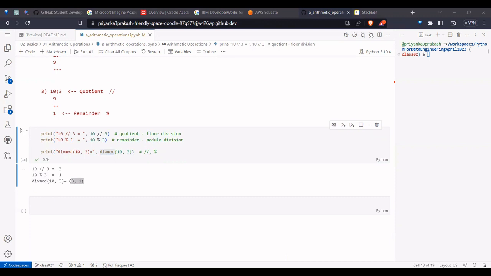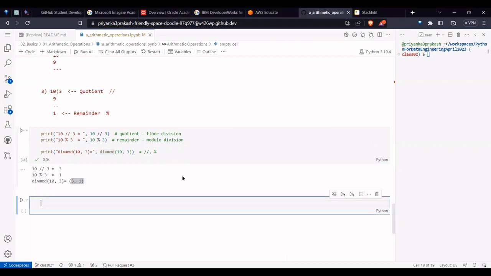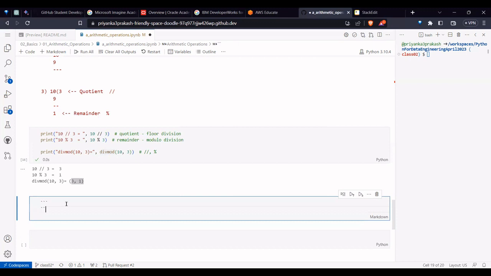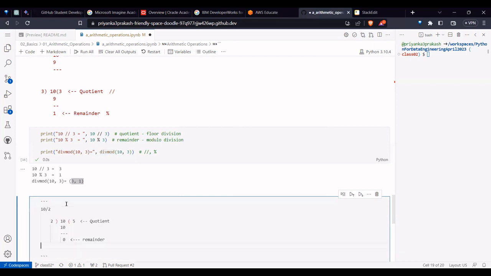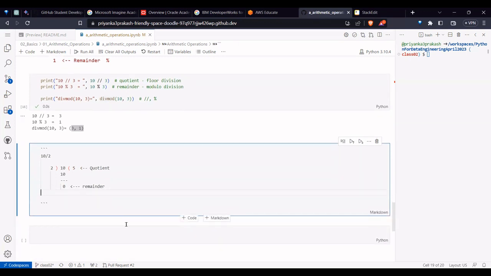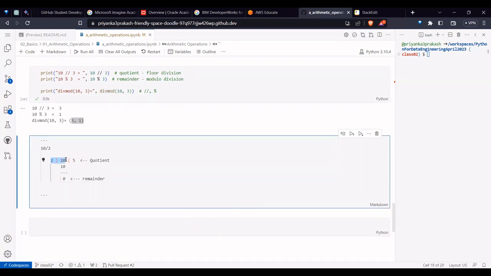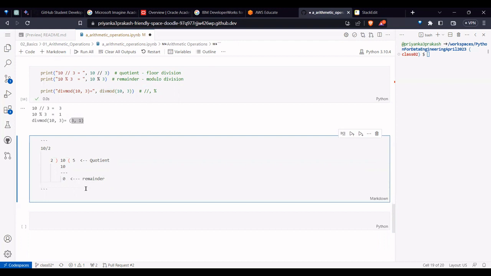Okay. If no doubt, let's resume with one more example, then we can stop. Say this time I want to work on 10 by 5. How do I work? I want to create a markdown box. So how do I write markdown? If I want a block of code in markdown, I can specify like this. If I want to do 10 by 2, 2 fives are 10, remainder is 0. So in this case, quotient is 5, remainder is 0, as it is perfectly divisible.